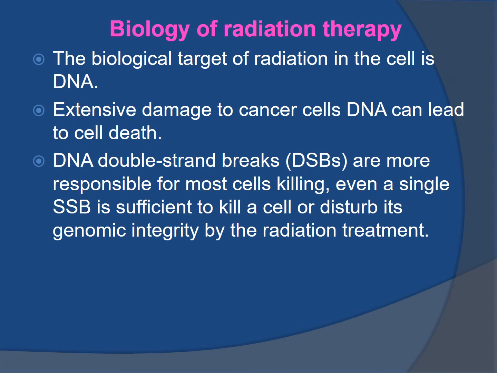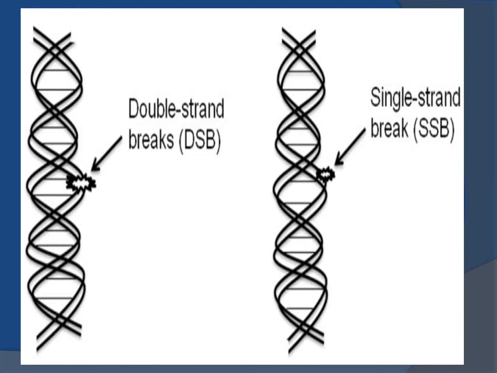Biology of radiation therapy. The biological target of radiation in the cell is DNA. Extensive damage to cancer cell DNA can lead to cell death. The radiotherapy causes damage to DNA through single-strand break or double-strand break. DNA double-strand breaks are more responsible for most cell killing. Even a single-strand break is sufficient to kill a cell or disturb its genomic integrity by the radiation treatment. This is the double-strand break of DNA and single-strand break of DNA.